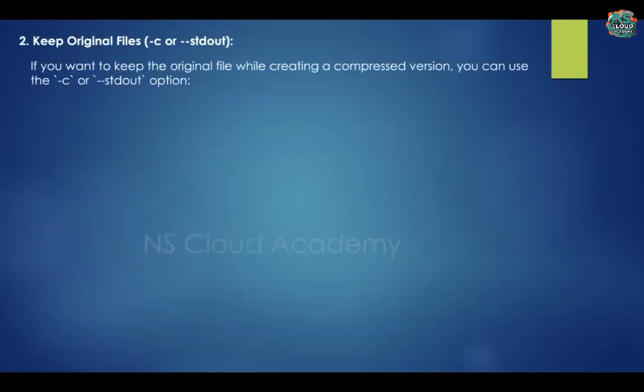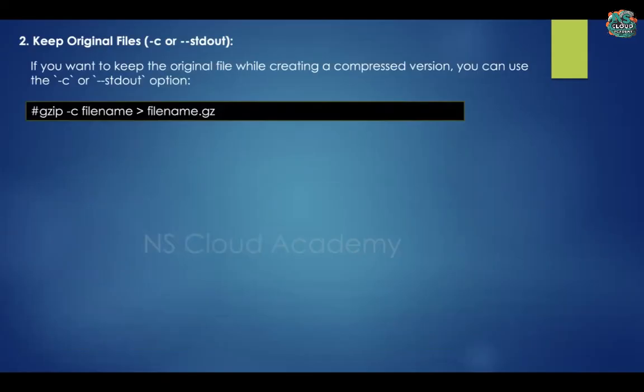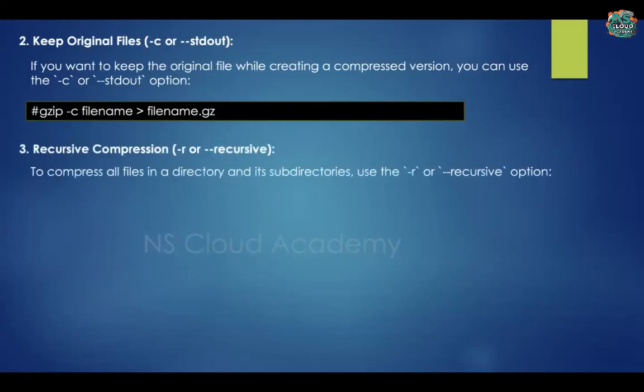Keep original files with -c, right? Which we have already done. Now gzip space -c and then the file name and gz. If you want to keep the original file while creating a compressed version, you can use -c, right? gzip space -c and then the file name and then the next file. What it will do is the actual file will be there and a new file will be created. Okay. Recursive compression, -r.